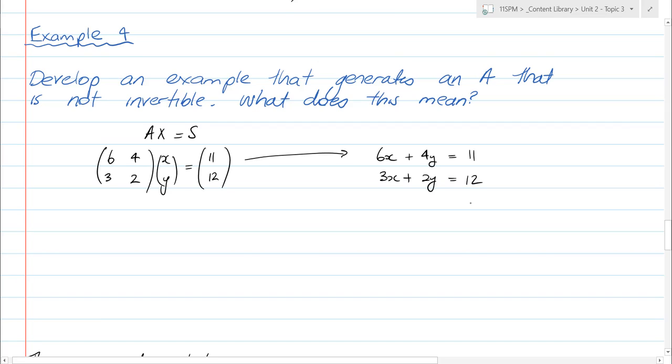What does this mean? What does it mean, the fact that it's not an invertible matrix for the coefficients and we can't get an answer using that method? What does it mean for this system? Can you solve that? Yes. Okay. Solve it. Find x and find y.